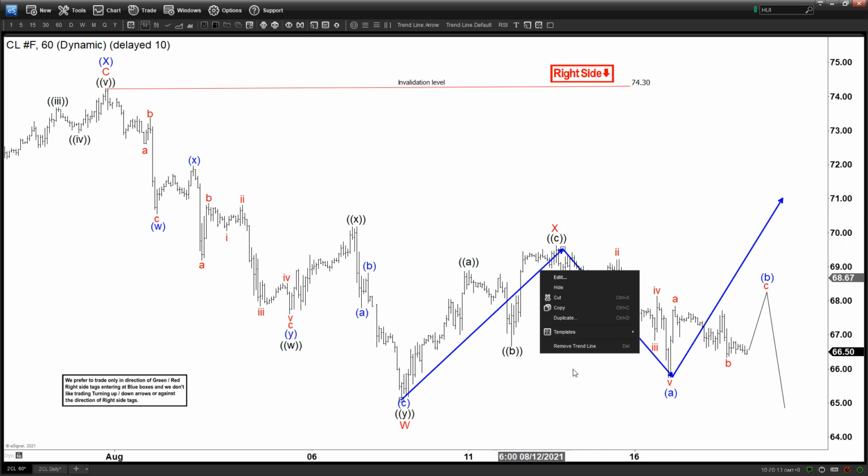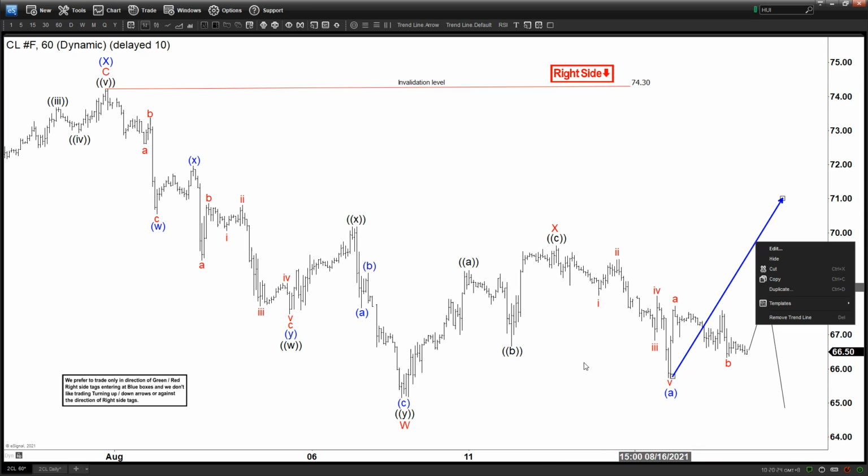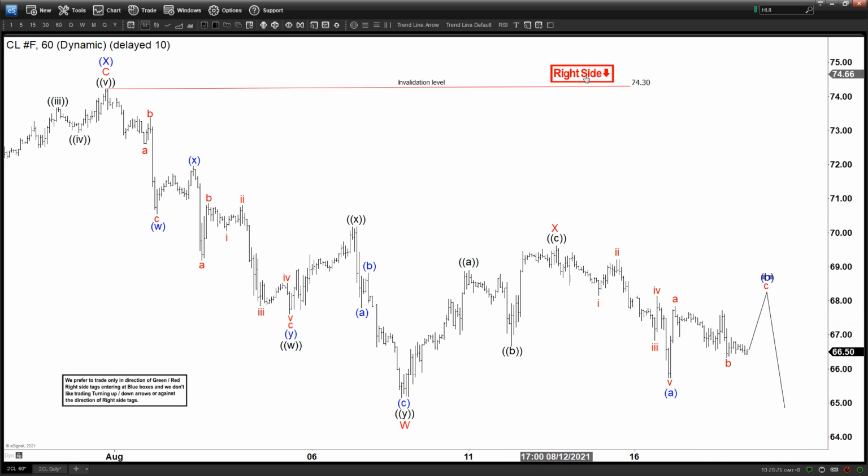As long as we continue to hold below here, we are looking for the downside in oil, and you can see the right side is actually red, meaning we do have a sequence to the downside. If there is no sequence, this would have been a black color turning down. Now let's take a look at the larger degree.